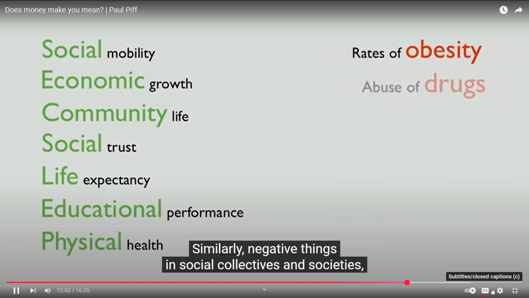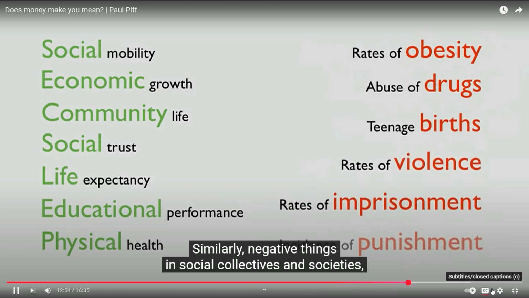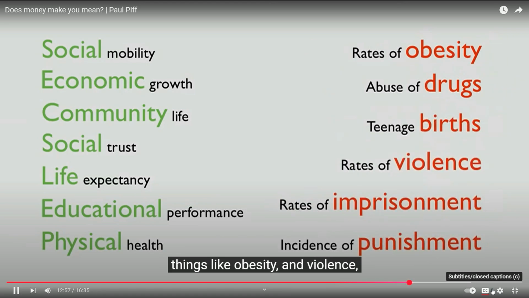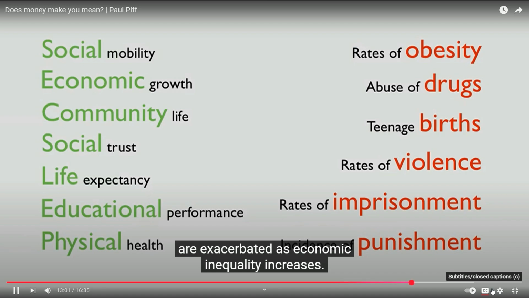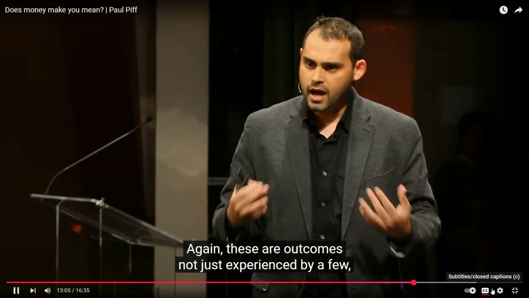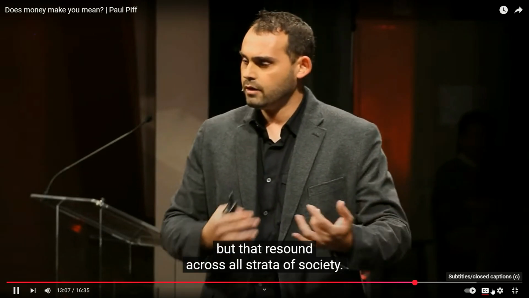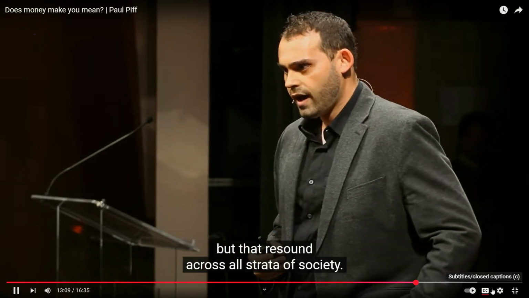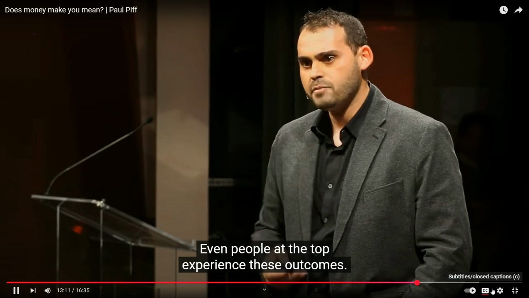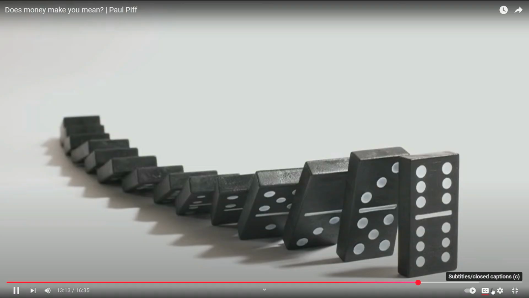Similarly, negative things in social collectives and societies, things like obesity and violence, imprisonment and punishment, are exacerbated as economic inequality increases. Again, these are outcomes not just experienced by a few, but that resound across all strata of society. Even people at the top experience these outcomes. So, what do we do?